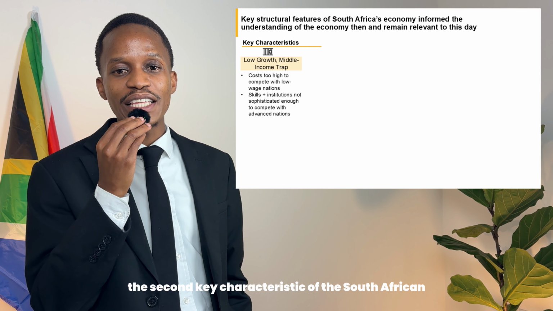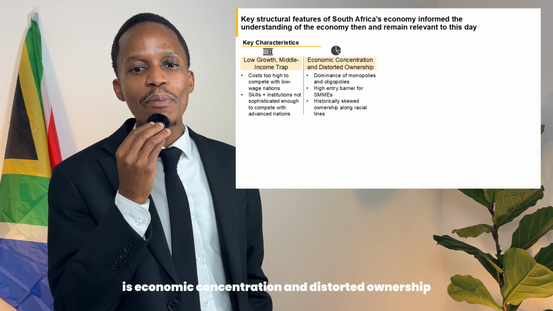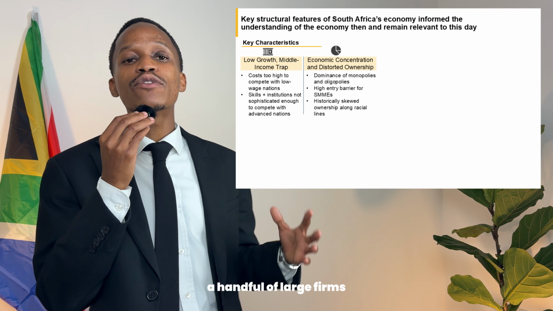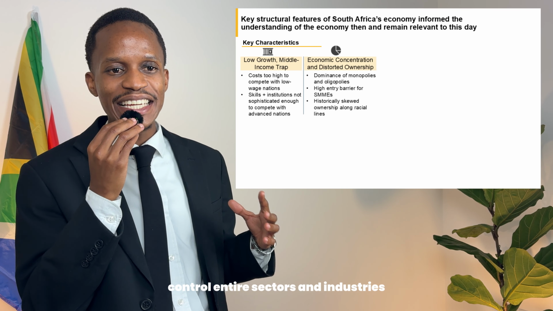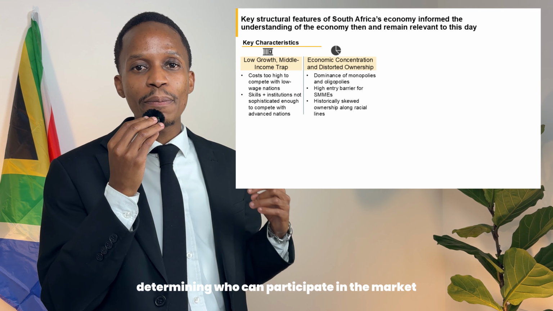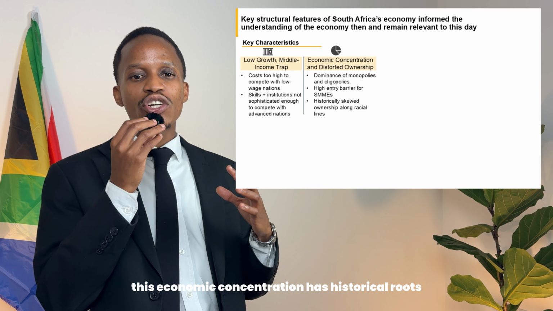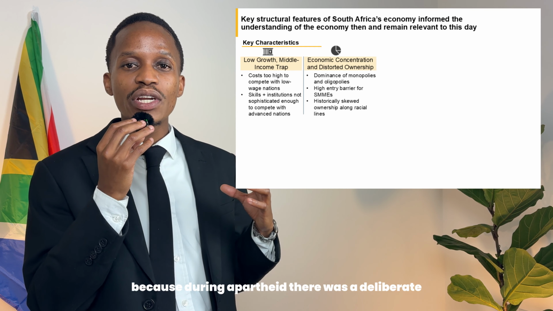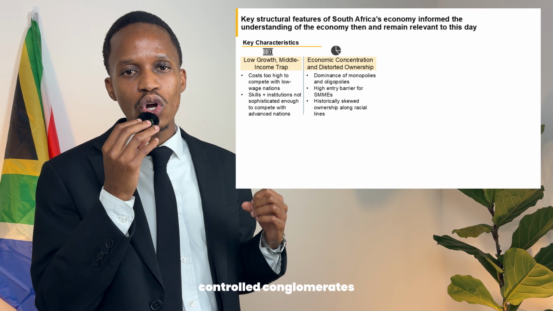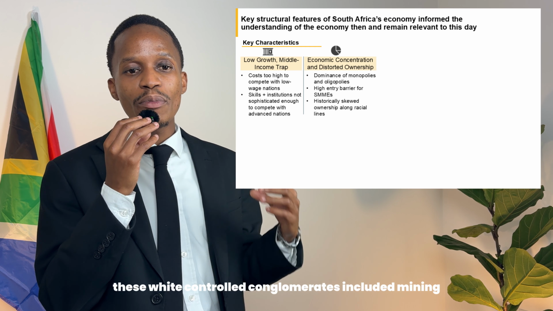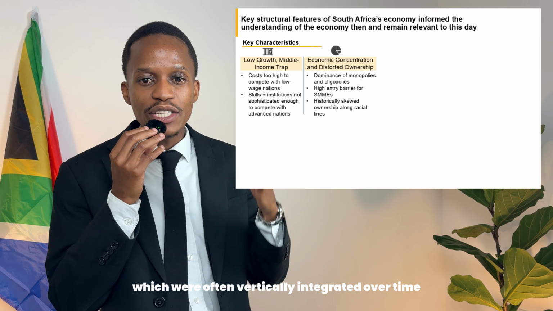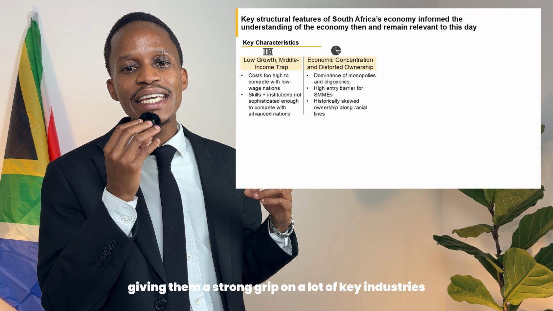The second key characteristic of the South African economy, still prevalent today, is economic concentration and distorted ownership. In a concentrated economy, a handful of large firms control entire sectors and industries, setting prices, controlling supply chains, and effectively, to a large extent, determining who can participate in the market. This economic concentration has historical roots because during apartheid, there was a deliberate and proactive effort to concentrate ownership in white controlled conglomerates. These white controlled conglomerates included mining houses, financial institutions, and retail groups, which were often vertically integrated over time, giving them a strong grip on a lot of key industries.